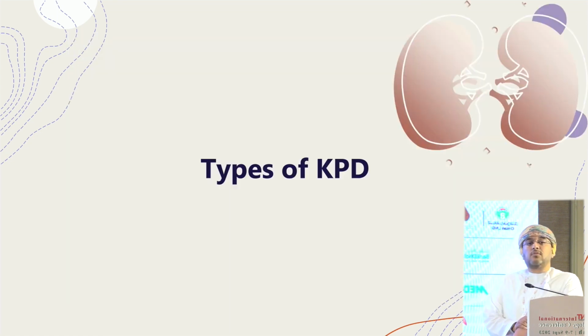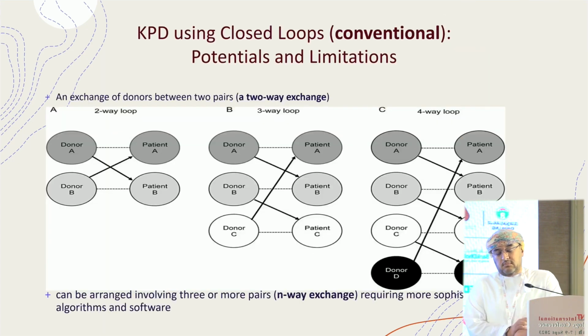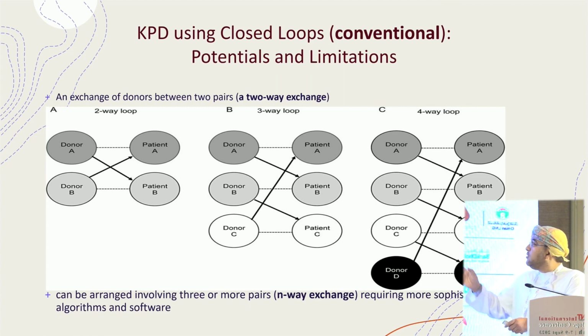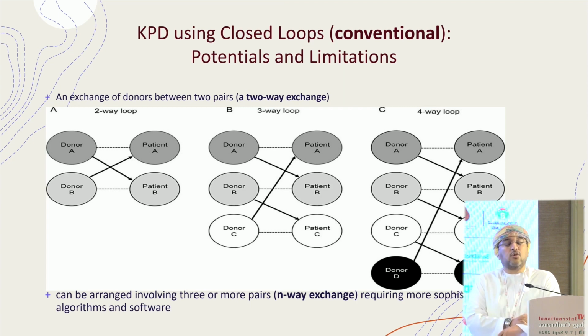Now, let's talk about the types of kidney paired donation. There are different types, and it's a sort of a mathematical scheme, but I'll try and make it as simple as possible. So you've got here what is called the KPD using the closed loop, conventional. And whatever the potential limitation, I will allude to that later on. So it's simply an exchange of donors between 2 pairs in a different type of way. So donor A will donate to patient B. Donor B donates to patient A, and this is what is called 2-loop. You can increase to 3-loop or 4-loop according to that, but it's a closed conventional.